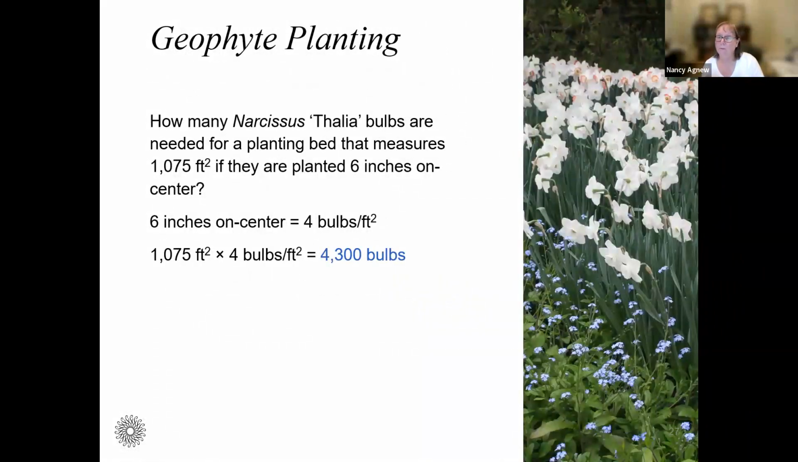Okay, then moving on to an example for flower bulbs. This is an imaginary situation with Narcissus 'Thalia', and the planting bed measures 1,075 square feet. They're planted 6 inches on center, which if we go back to the chart, we know is equivalent to 4 bulbs for every square foot. So if we've got 1,075 square feet and we multiply by 4 bulbs per square foot, that's going to be 4,300 bulbs.